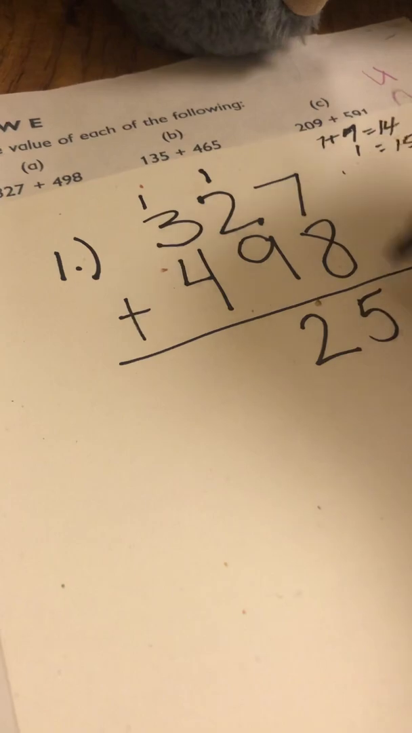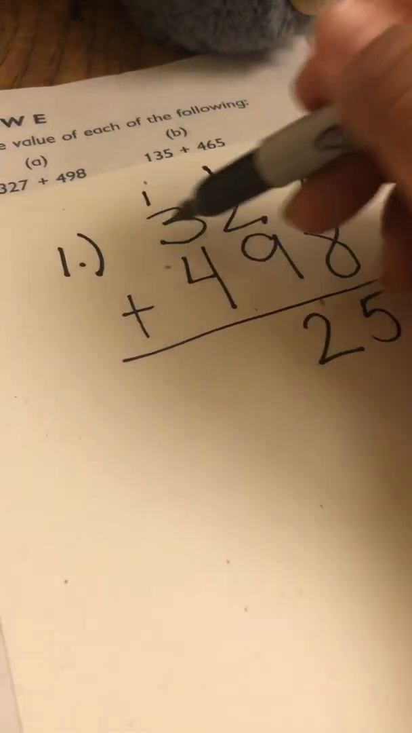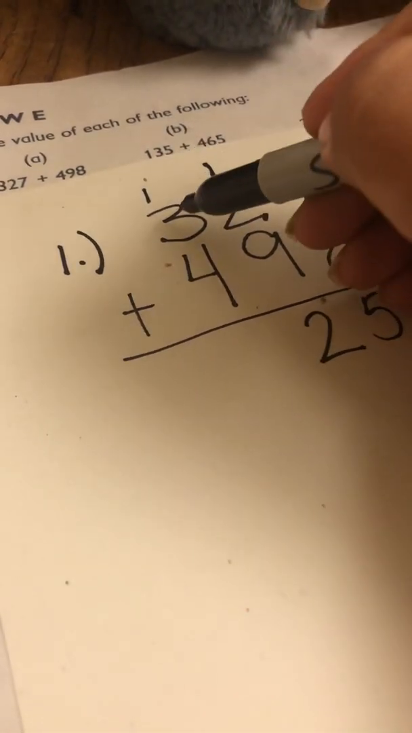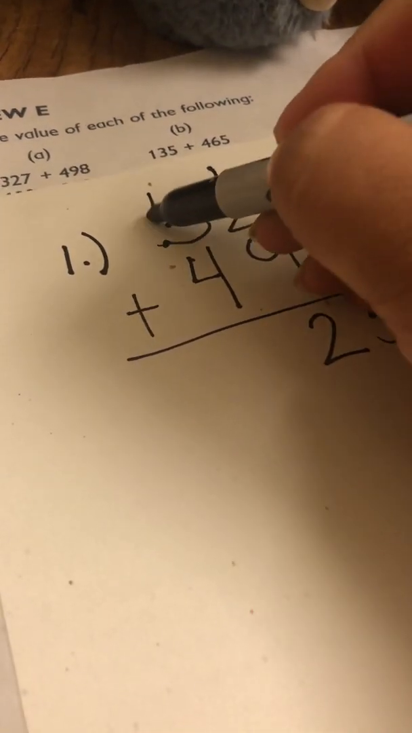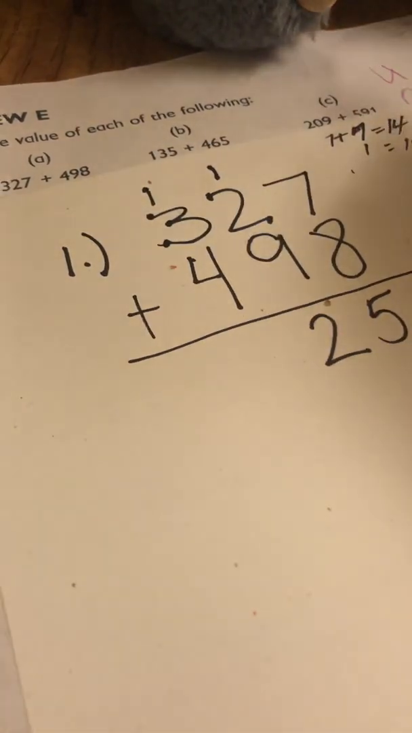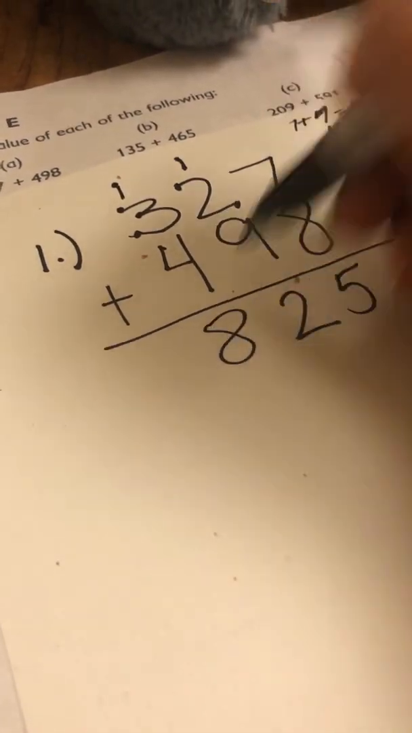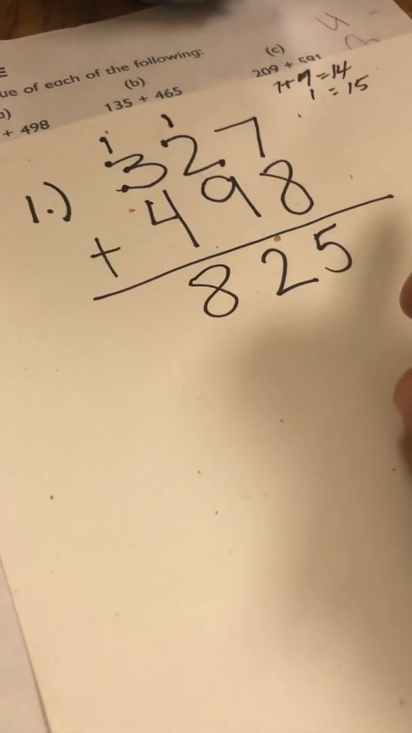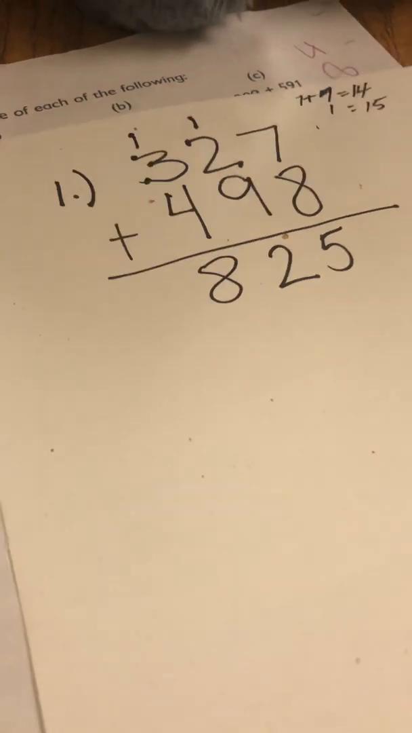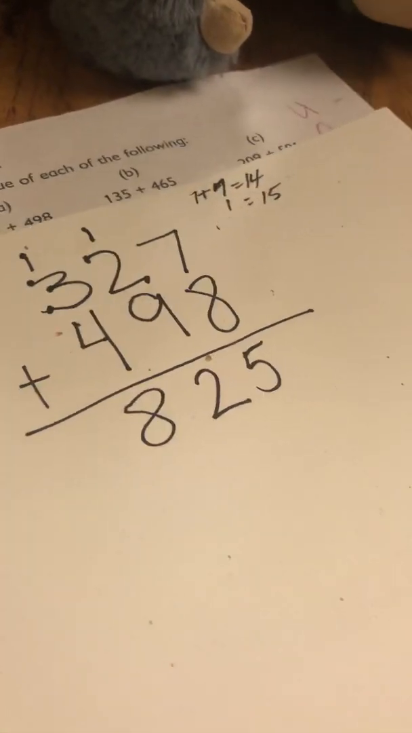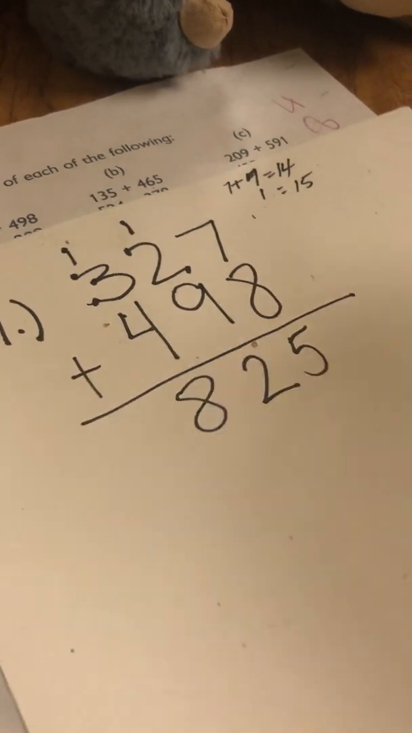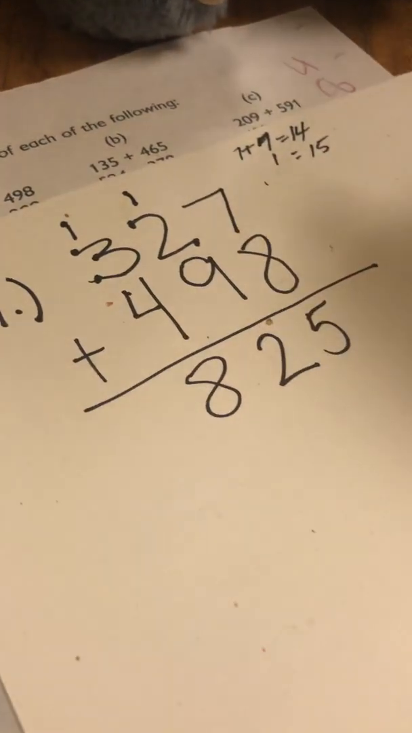Now, we've done the ones place, the tens place. Now we're going to go to the hundreds place. So I have 4, 5, 6, 7, and one more is 8. So my answer is 825. Okay, now I am going to trust that you can do that with the next 2 problems.